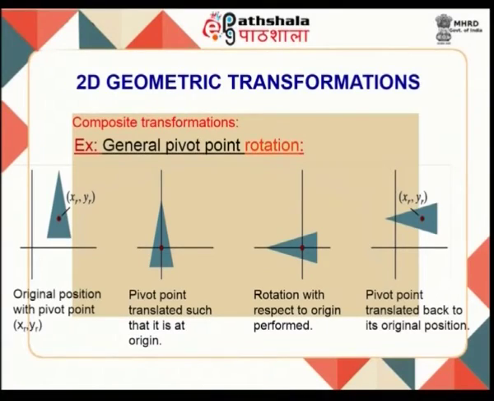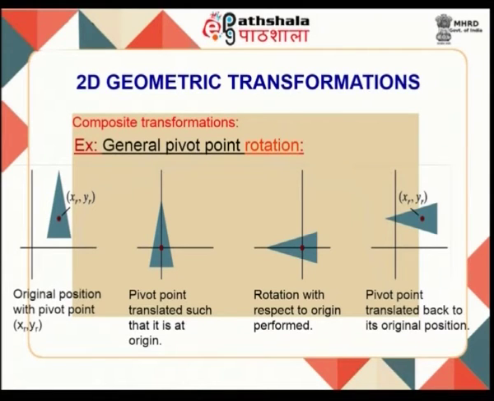We can call that complex, and later we can break that up into a series of simple transformations, and then we can combine them as a composite, and the composite matrix represents the complex transformation. So, that is the sequence in which we go about solving these problems. So, let us look at the example, general pivot point rotation.